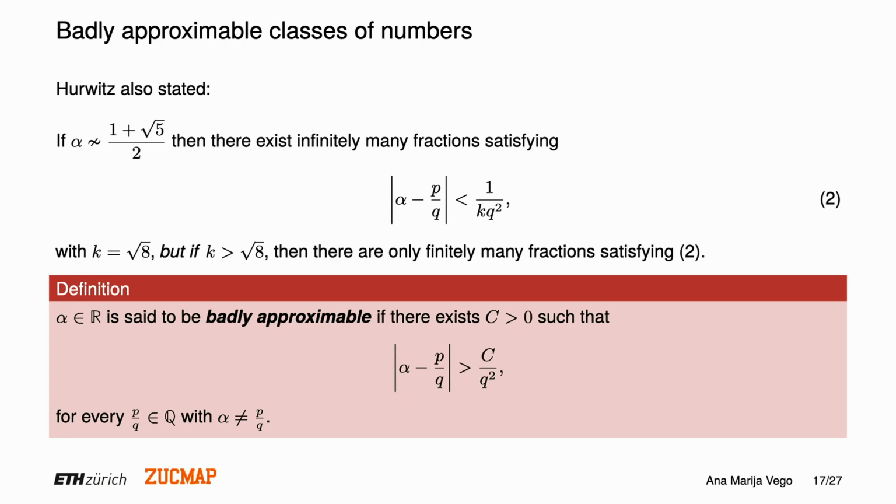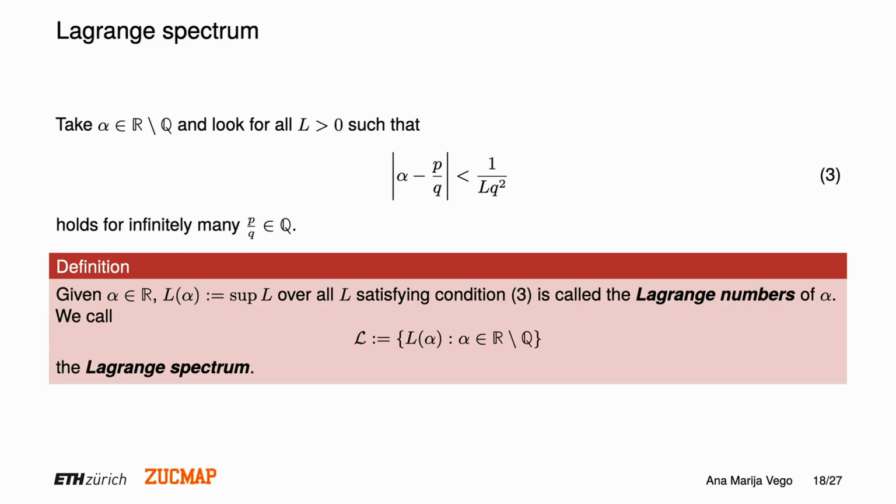To explain what happens, I need to introduce just a bit more terminology. We say that a real number alpha is badly approximable if there exists a positive constant c such that this difference, alpha minus p over q, in absolute value is bounded from below by the constant divided by q squared, and such that this holds for every rational number p over q in Q which is different from alpha. So, okay, that means badly approximable.